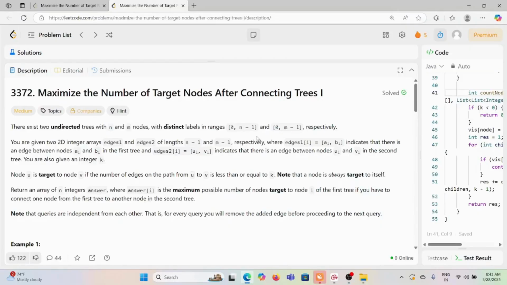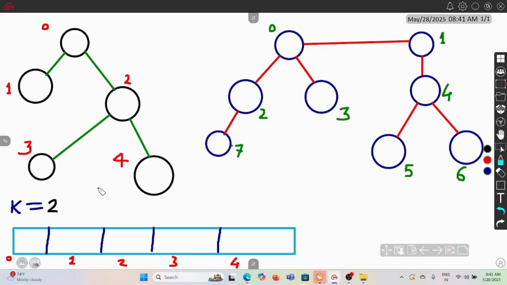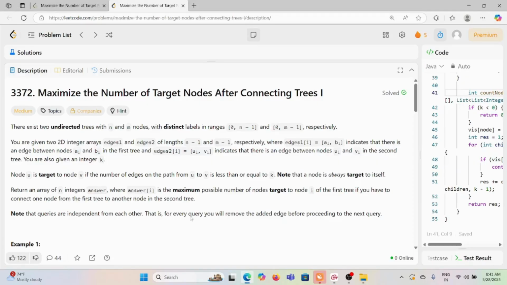Hello friends, so today we are solving this problem, maximize the number of target nodes after connecting trees 1. So there exist two undirected trees with N and M nodes. Okay, you can consider it like this: this is one tree, this is another tree. So let's read the question first.